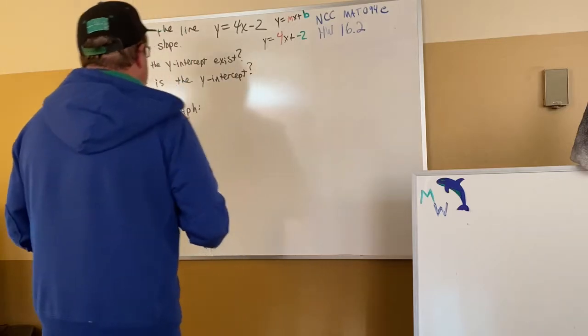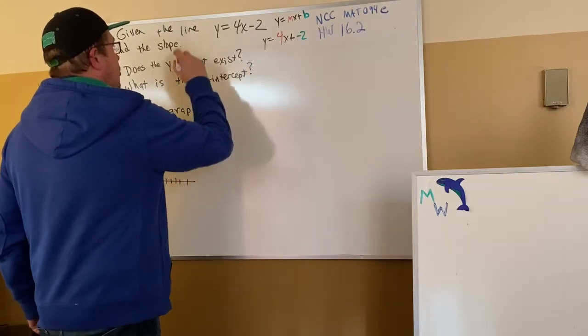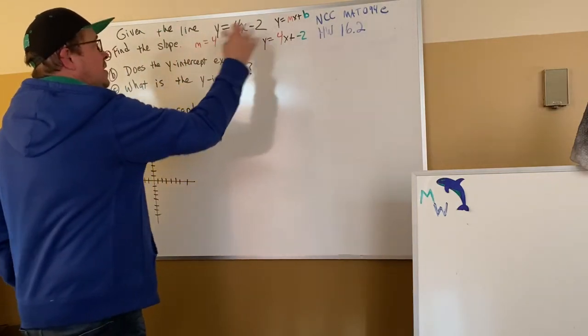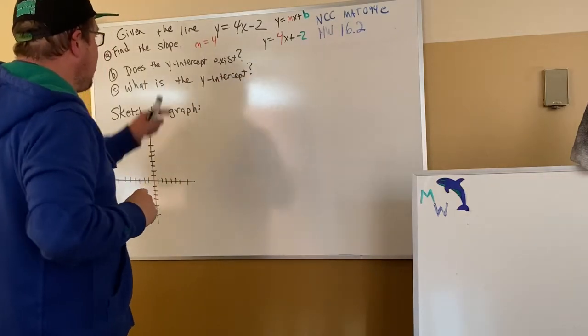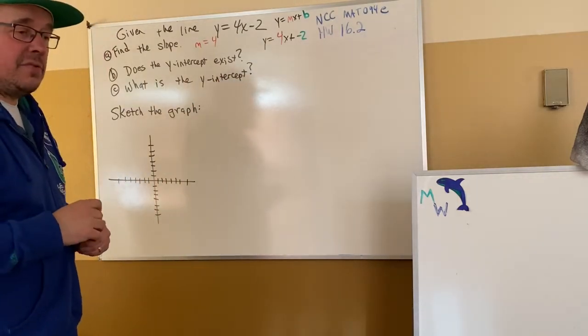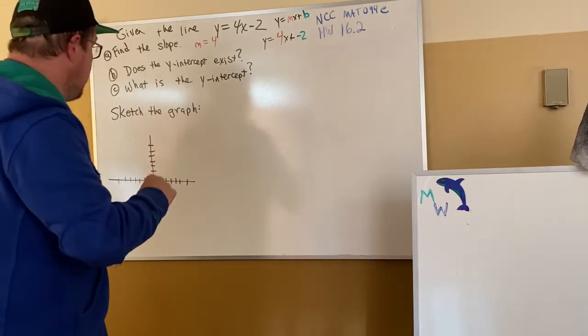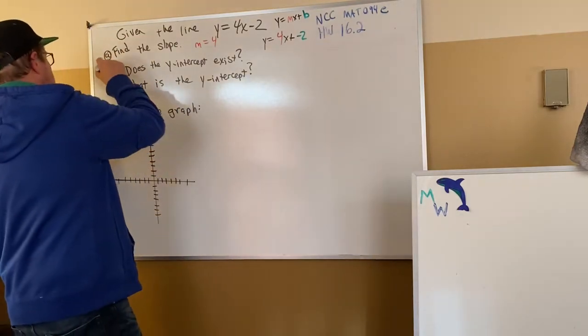So let's see what we got here. Find the slope. The slope is 4. m equals 4 because it's in the m position. Now, I don't like them saying, does the y-intercept exist? So we're going to come back to that after we jump down here and we do question C.